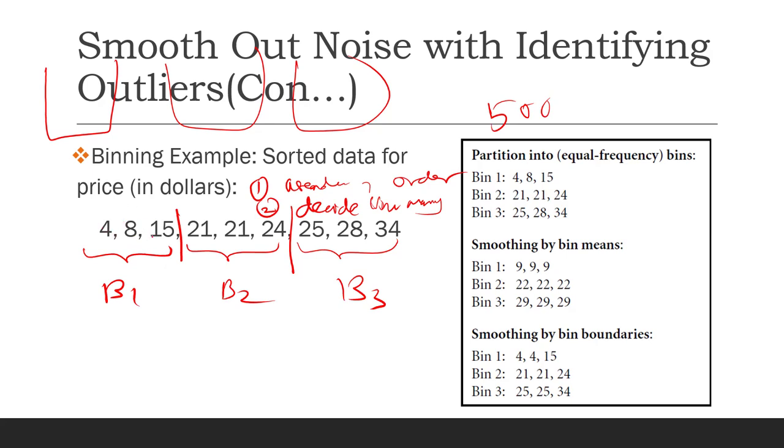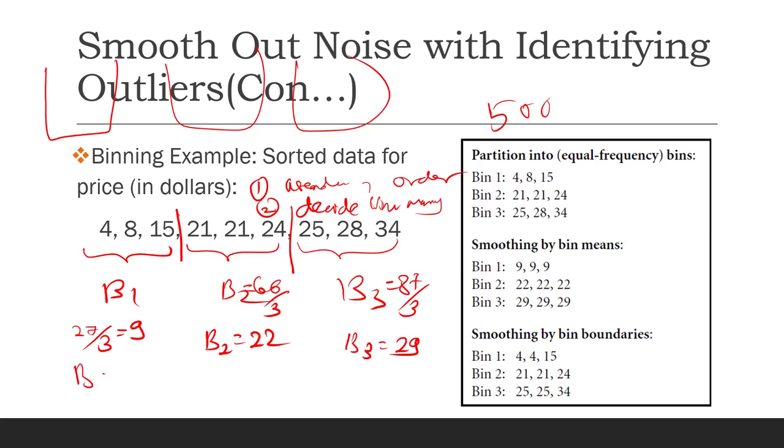So what is the average value? The mean value. Get the sum of these 3: 8 plus 4 plus 15, that is 27, divided by 3. So the mean value of bin 1 is 9, right? Similarly, the mean value of bin 2: 21 plus 21 plus 24 is 66, and 66 divided by 3, the bin 2 mean value is 22. Similarly, bin 3: 25 plus 28 plus 34 is 87, and 87 divided by 3 equals 29. So the bin 1 mean value is 9.